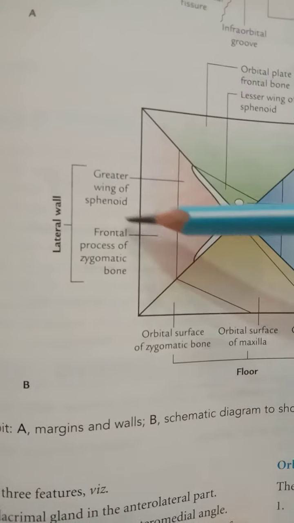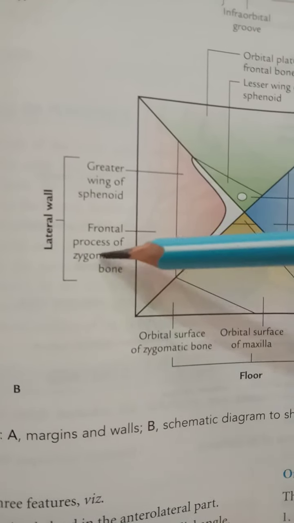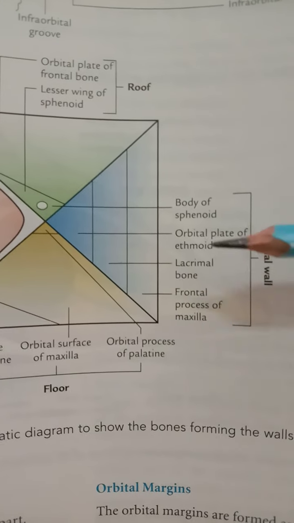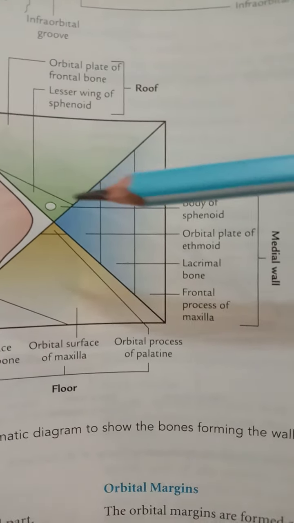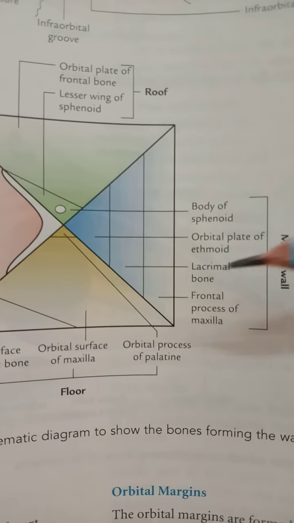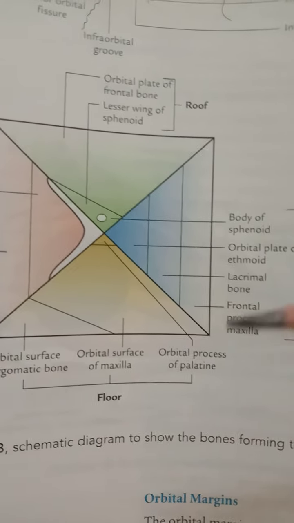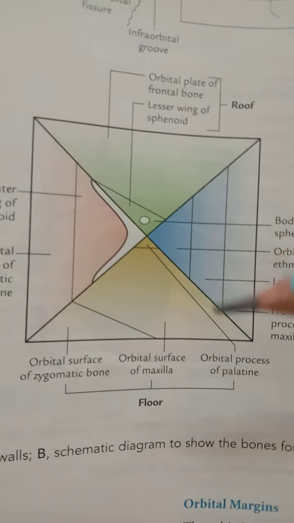Then the lateral wall is made by again two bones: greater wing of sphenoid bone and the frontal process of zygomatic bone. And the medial wall is made by four bones: first the body of sphenoid bone, orbital plate of ethmoid bone, lacrimal bone and the frontal process of the maxilla. Then the features which are present in the orbit.